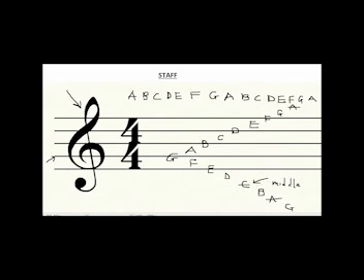And so this is how we name the lines and spaces. So we call this one what? Treble clef, or what?